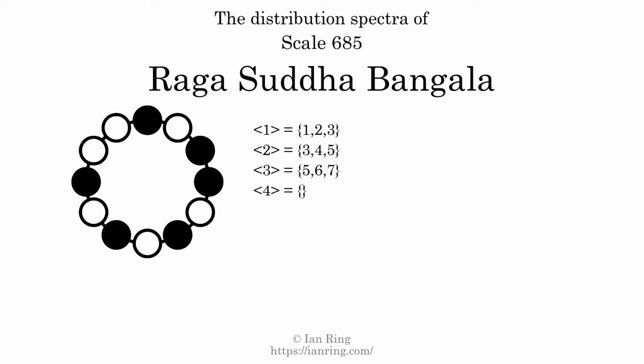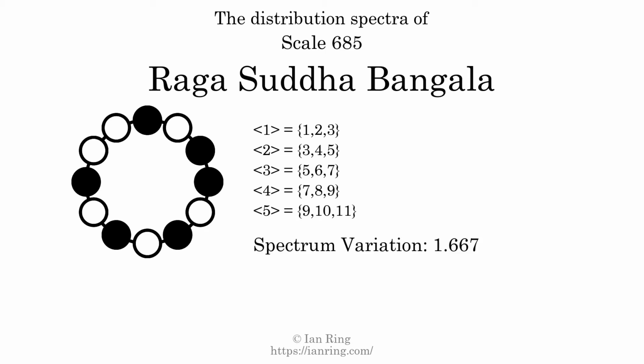The generic interval of 4 scale steps comes in 3 different specific interval sizes: 7 semitones, 8 semitones, and 9 semitones. The spectrum width of this generic interval is 2. And finally, the generic interval of 5 scale steps comes in 3 different specific interval sizes: 9 semitones, 10 semitones, and 11 semitones. The spectrum width of this generic interval is 2.